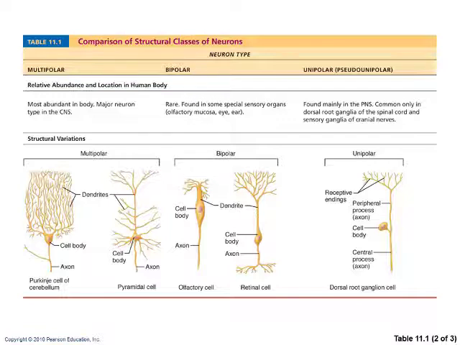Now, if you see, the neuron has one axon and only one dendrite. So this is called bipolar, two processes. So this is bipolar.